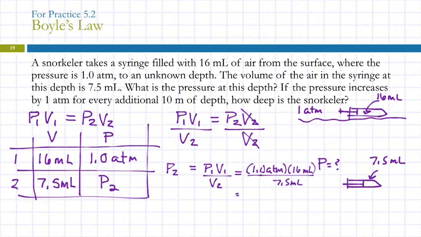So I do the math. 16 divided by 7.5. My calculator says 2.13 forever. Look what happens with the units. The milliliters cancel, and I'm left with atmospheres. In terms of significant figures, how many sig figs should this number have? 2. So the pressure I would express as 2.1 atmospheres. So that's the answer to the first question. Any questions?